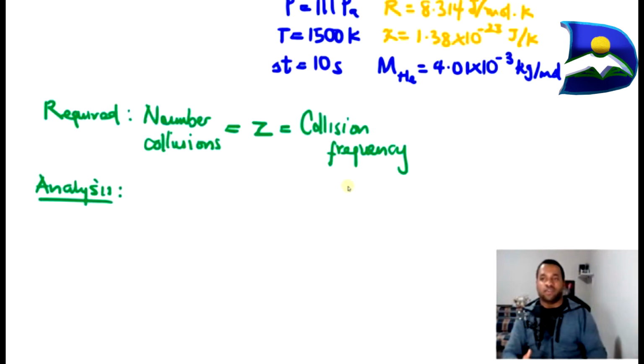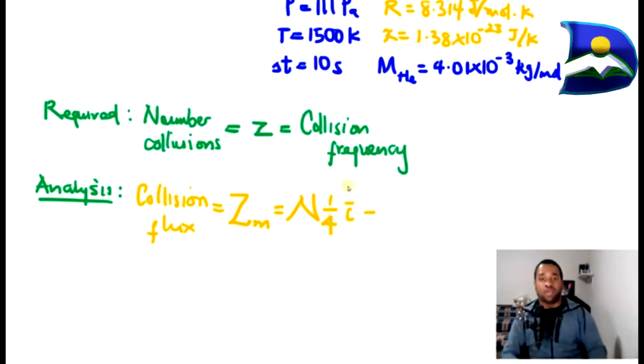collision frequency. So in this part, we know that the collision flux, which is what we derived from our previous video, is expressed as capital Z with subscript M, and this is equal to the number density multiplied by 1/4 of the mean speed. And we know that this is also equal to the collision frequency divided by the area multiplied by our time interval.